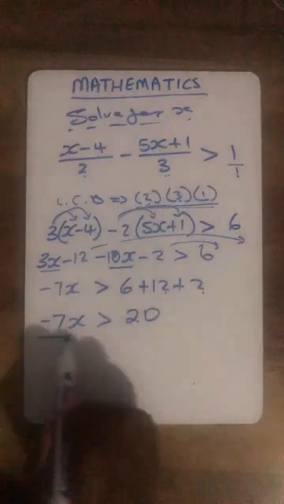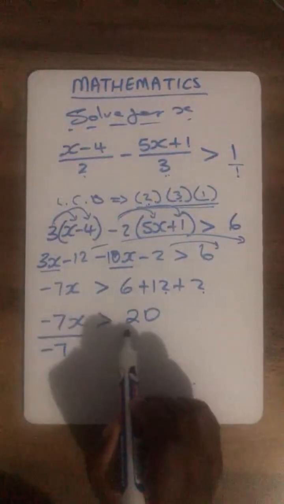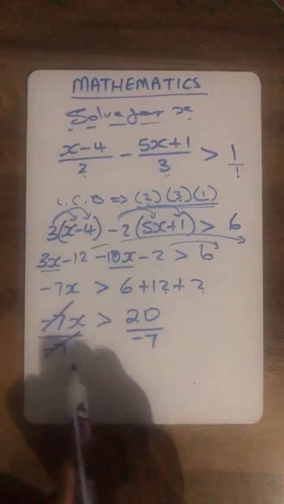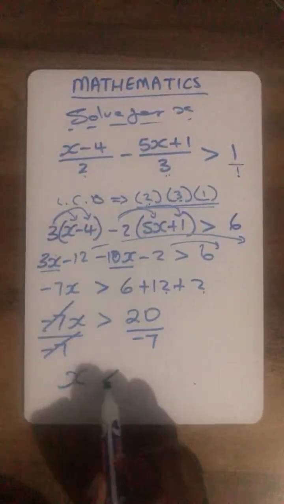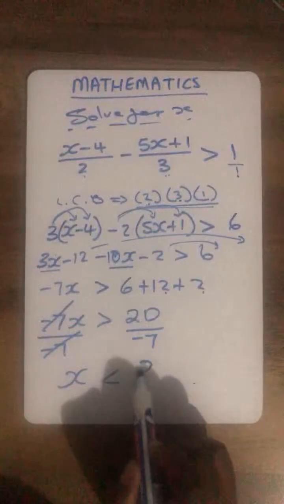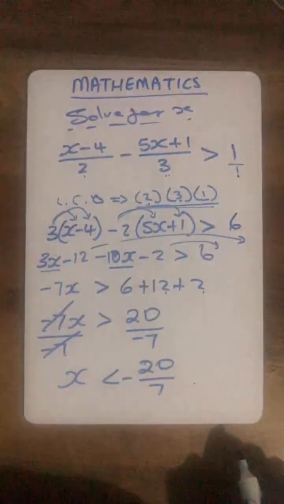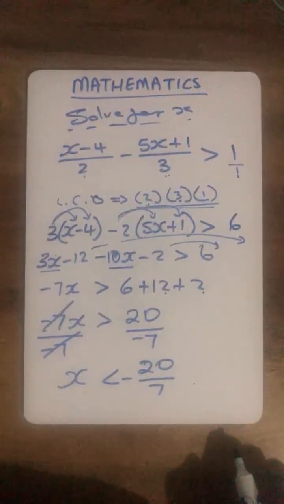So can you guys see? When you divide by a negative, it changes that sign. That cancels with that, but x is now that 20 over 7. You can say negative 20 over 7.